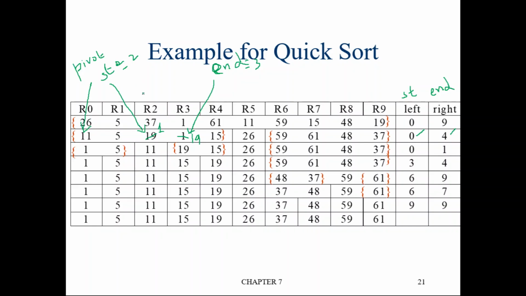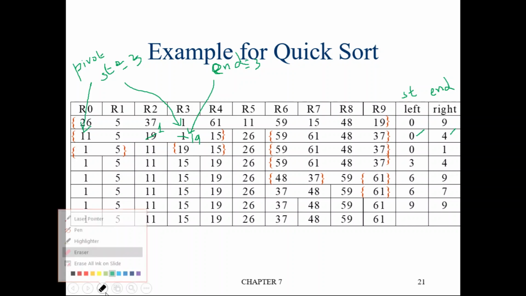Now the element at start location is what? 1. After swapping, the element at start location is 1. Is this less than or equal to the pivot element? Yes. So increment start. So start will point to the third location. The element at the third location, is it less than or equal to the pivot? No, the element is 19. It's not less than the pivot. So at this point, start is pointing to 3.